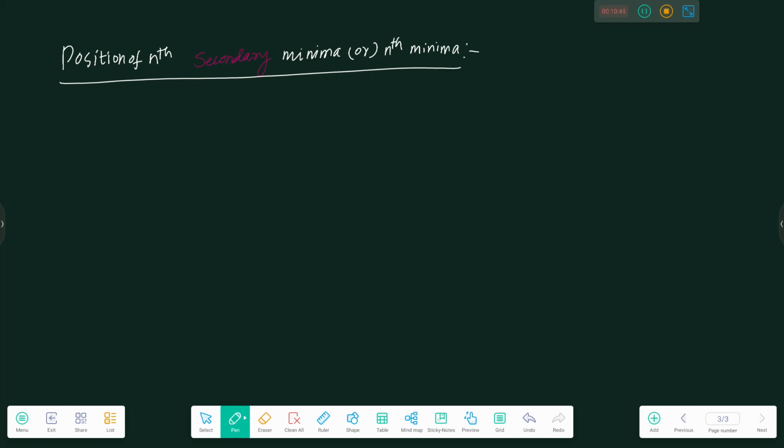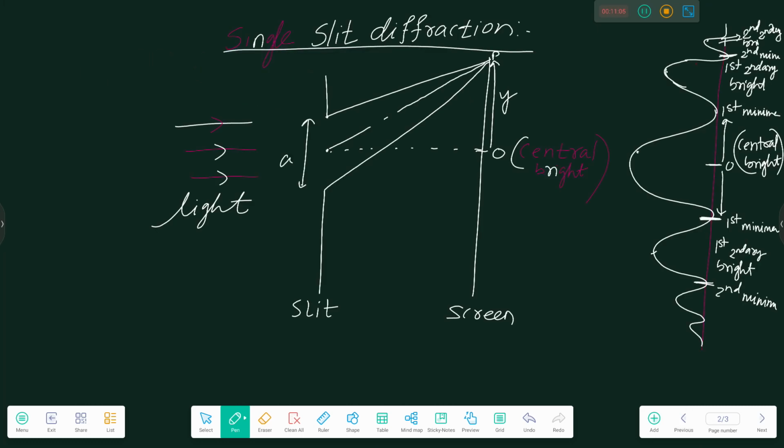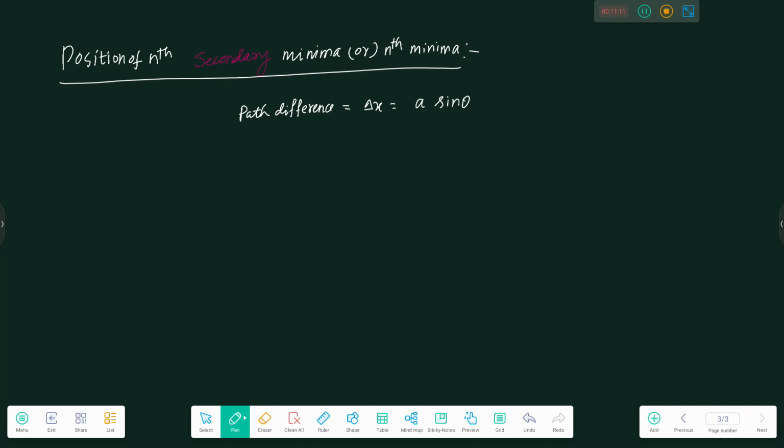Now all of you listen carefully. Now here, if I check the path difference, what is the path difference here? Path difference delta x will be a sin theta. Previously it was d sin theta, but here it is a sin theta. What is a? a is given here, the width of the slit. Now next, listen. Delta x equal to n lambda, which is a sin theta. Now here, if I write sin theta only.